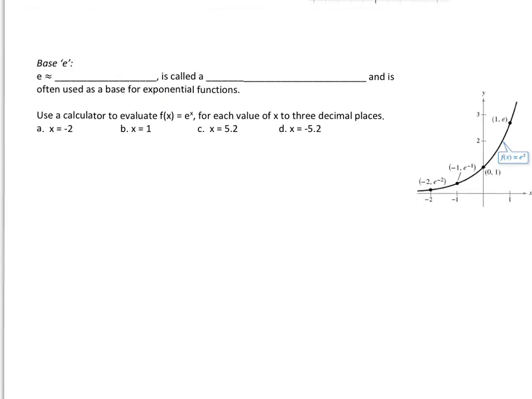When working with base e, this is where you're going to want to have your calculator. Base e is actually a value that's similar to pi. It's kind of a constant value that we use quite a bit in exponential functions. The value for e is approximately 2.71828, and that repeats. And e is known as a natural base. It's used pretty often in exponential functions.